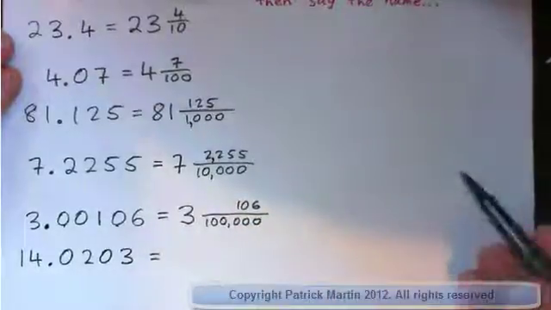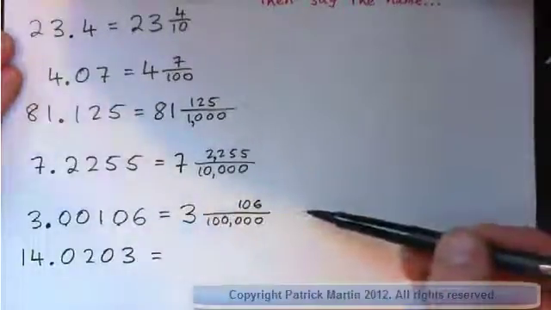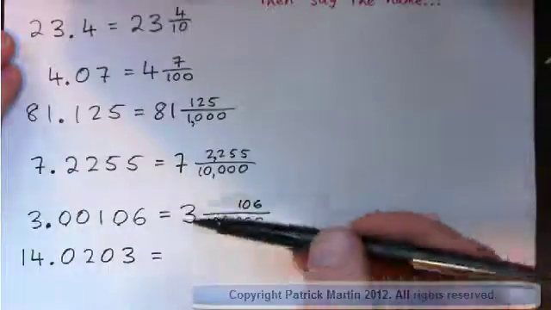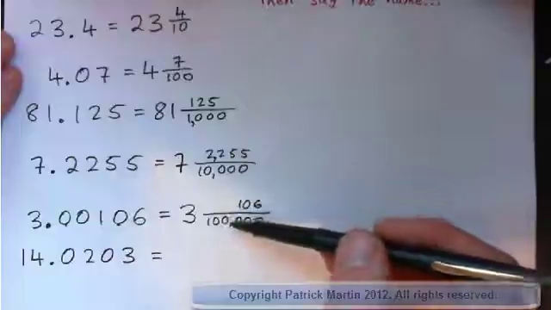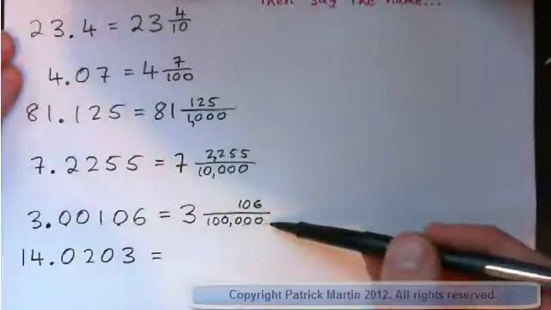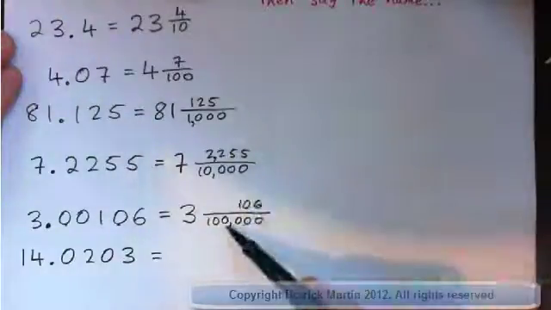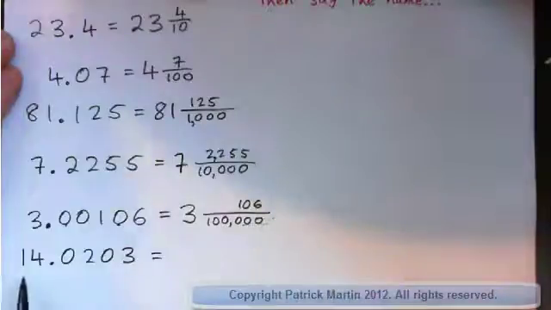So to say the name, read this now. Read it. 3 and 106 hundred thousandths. 3 and 106 hundred thousandths, right? Okay, go ahead and do this one by yourself. Write it as a mixed number, then say the name.